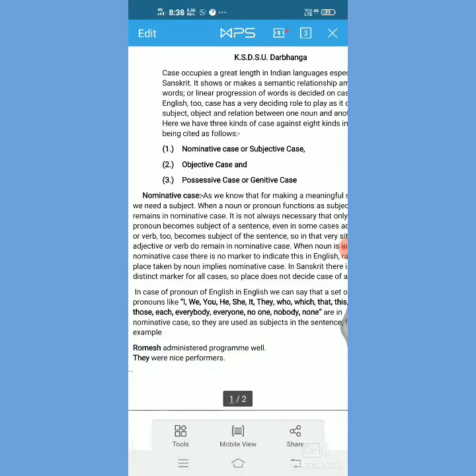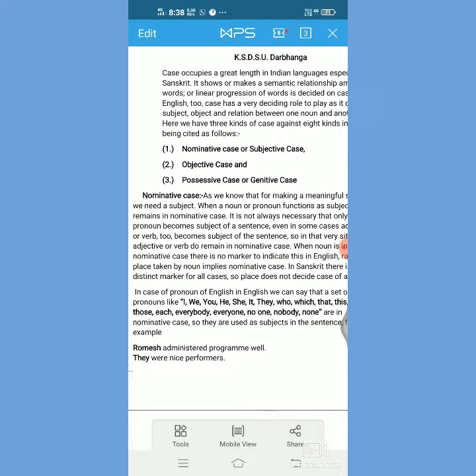So we can say that there are words which are placed at a particular place in the sentence, that is the place of the subject. In English we can say the place of the subject is fixed, against Sanskrit. In Sanskrit, place does not matter.